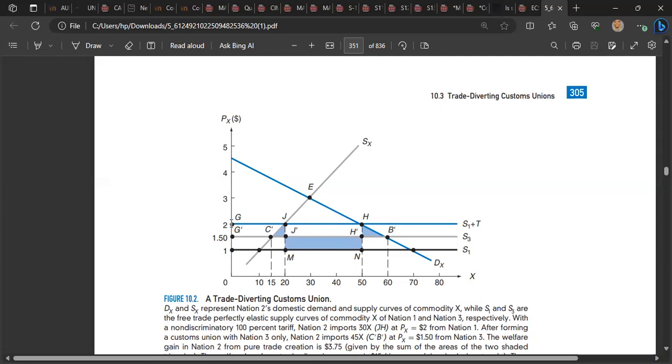And then what applies on the first diagram would apply on the second diagram, whereby at a price of 2, we have our demand at 50 and our production at 20, and then we are basically importing the difference there.